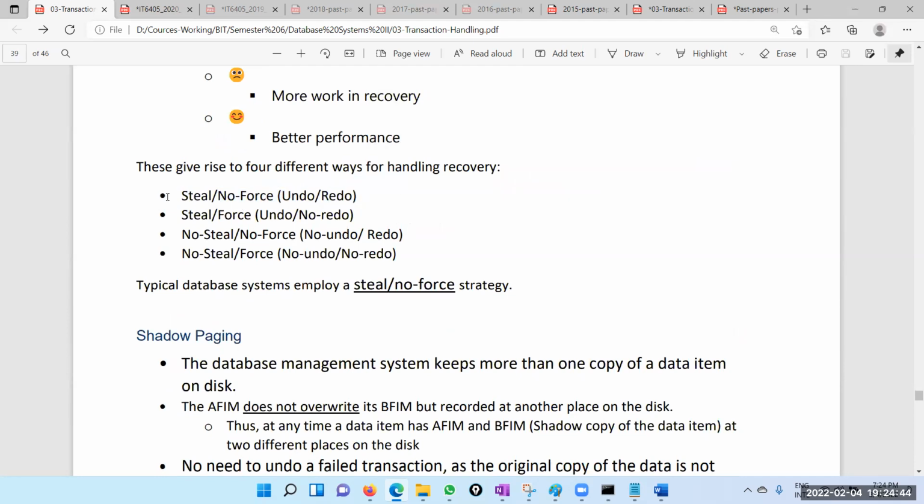Okay, so there are four possibilities. Steal, no force. That means you have to do both undo and redo. Steal means you have flushed uncommitted things. No force means you have not flushed committed things because you are just waiting for some other time. Then steal, force. Now force means when a commit is done, you immediately flush it.